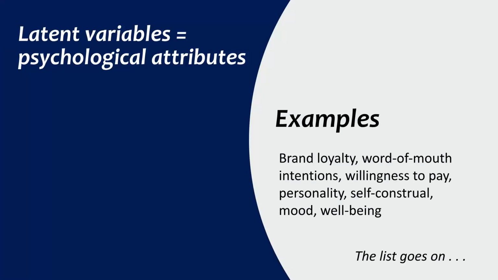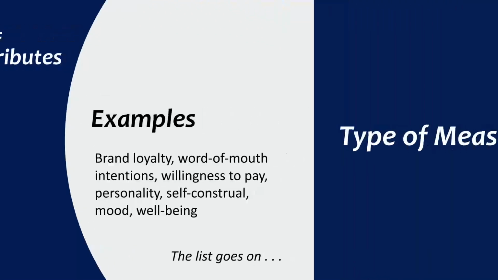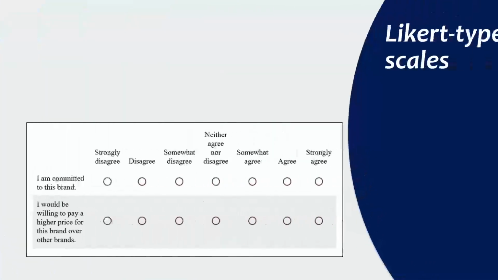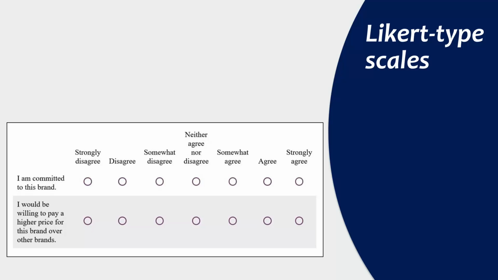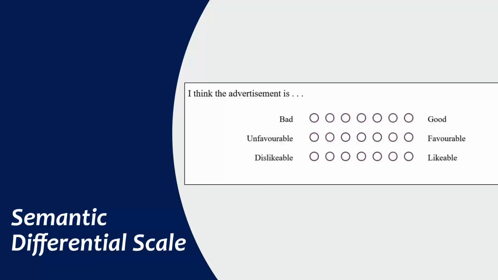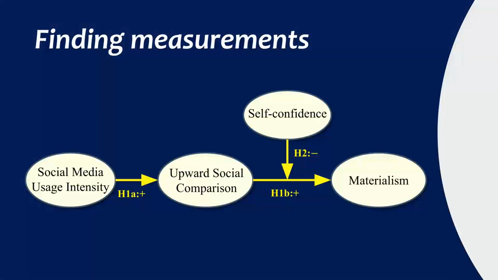Because you can't see these constructs, you need standardized tools that have been rigorously developed and tested to measure them reliably. There are 2 types of scales you will use most often in consumer behavior research: Likert type scales and semantic differential scales. Let's take each one in turn. Likert type scales ask participants how much they agree or disagree with a statement. You'll recognize these immediately. Semantic differential scales work differently. They use pairs of opposite adjectives, asking participants to position themselves somewhere between, say, bad and good, or unfavorable and favorable.